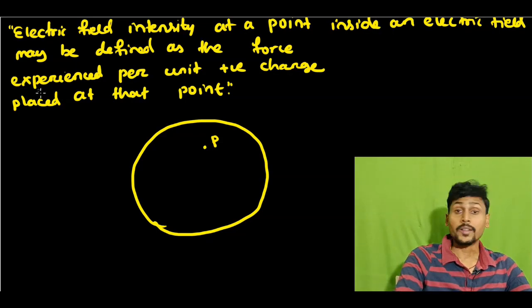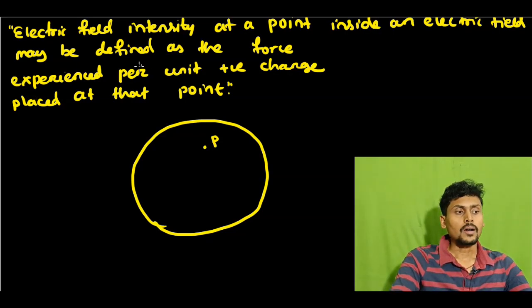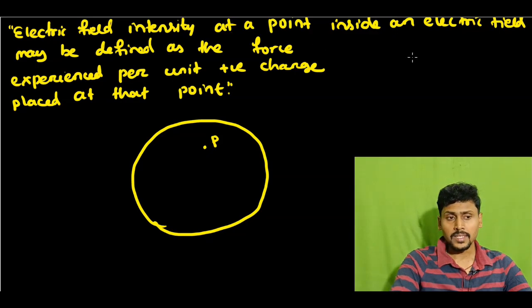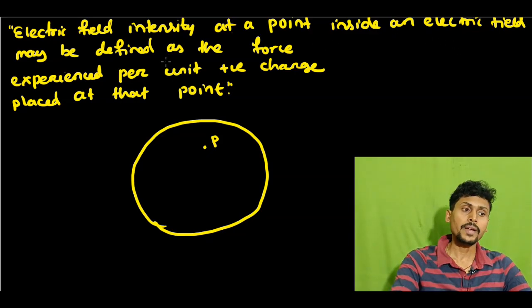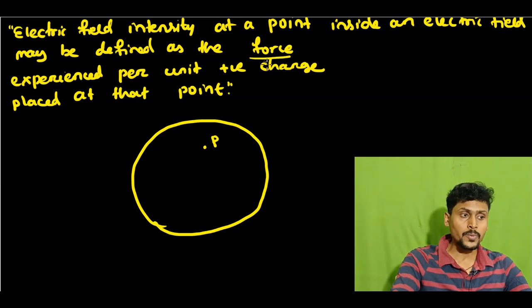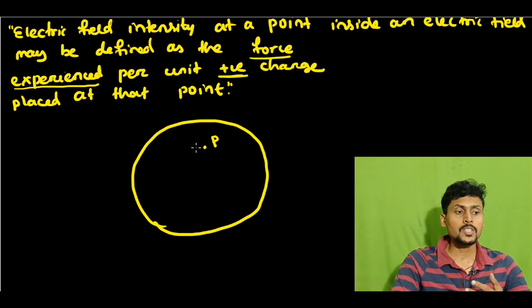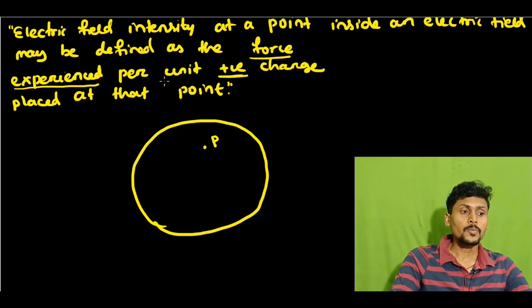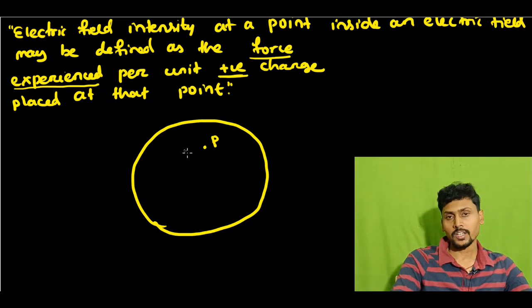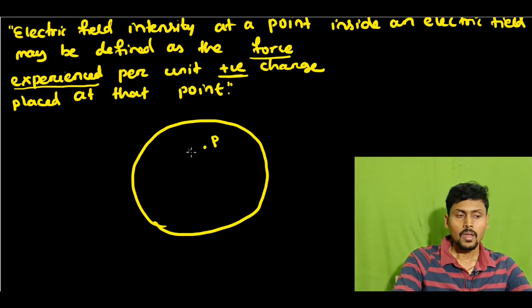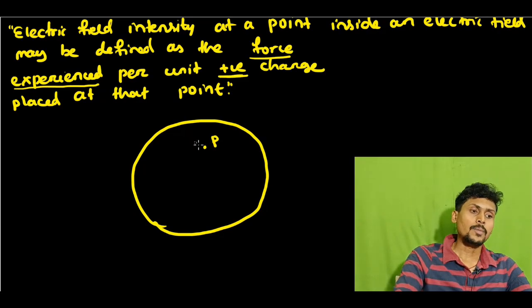So, what is the definition of electric field intensity? Electric field intensity at a point inside an electric field may be defined as the force experienced. Which force? The electric force experienced per unit positive charge. It means if you place a unit positive charge, suppose 1 coulomb charge, at this point, the force experienced by this 1 coulomb charge will be the electric field intensity. Suppose I will put a charge Q naught.